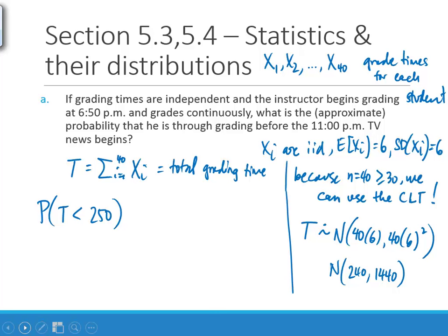So now because we have made this approximation, we can standardize. The probability that T is less than or equal to 250, I can subtract off the mean and divide by the standard deviation. So this is T minus the mean, which is 240, divided by its standard deviation, which is the square root of 1440. And I can see that's less than 250 minus 240.